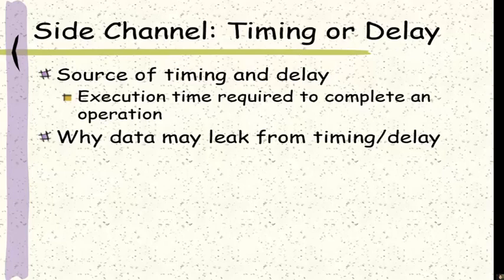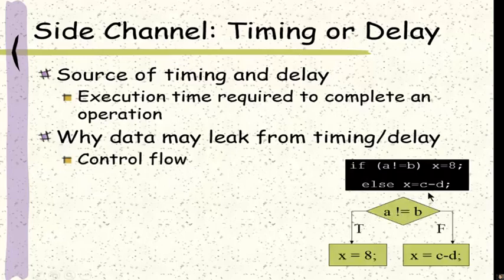For example, the control flow will leak data when different branches execute very different instructions. Take this if-else statement for example. It will take longer to perform the operation x = c - d in the false branch than the operation x = 8 in the true branch. If the attacker can manage to measure the execution of this portion of the code, whether A and B have the same value can be deduced.